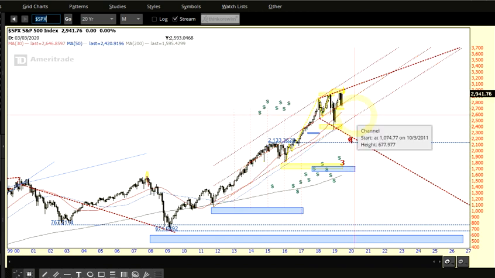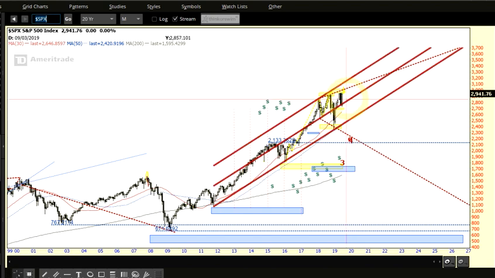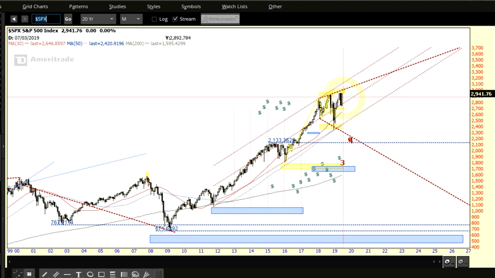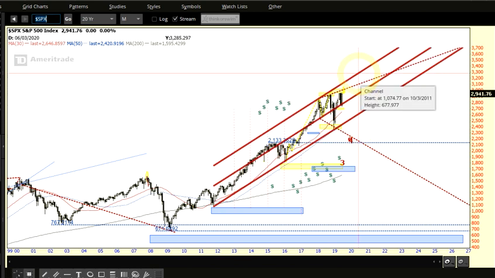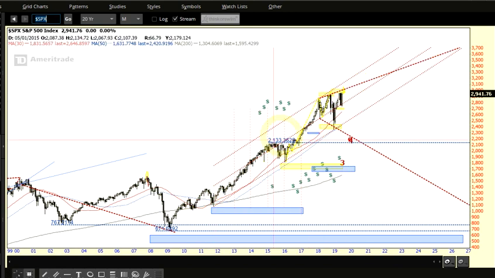I guess it's going to break this channel a little bit and then rally all the way back up here, probably to around this 3,400 area before we see the end of this intermediate wave move. And that's going to take a while. That's going to take a year and a half, 2 years probably. So might as well sit back, look to buy when we get down in this area.